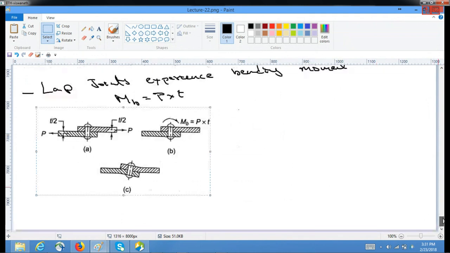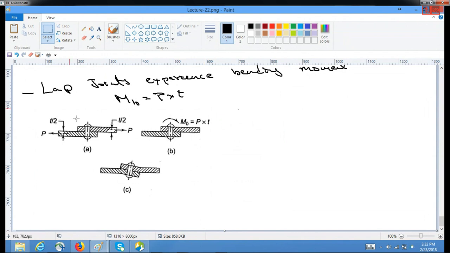Then there are scenarios of a lap joint with multiple rivets that will also have similar bending moment effects, but the bending moment effects would be minimal.